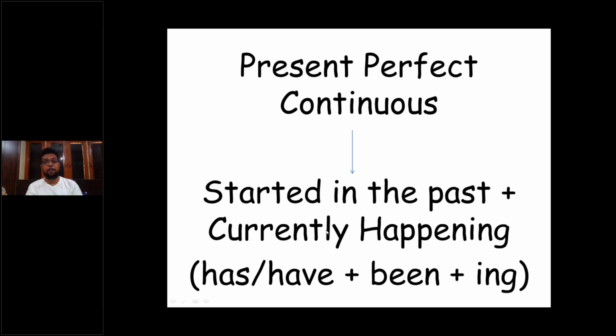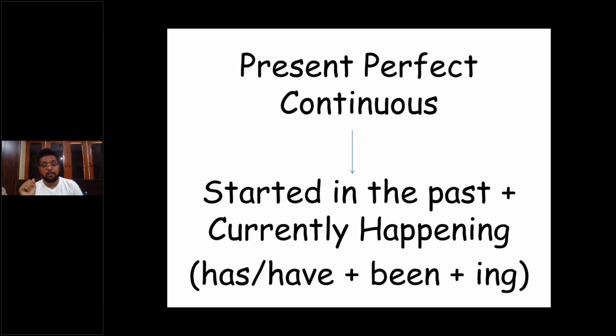And lastly, we have the present perfect continuous tense. And how do we know if a tense is a present perfect continuous tense? If something started in the past and it is happening currently, it is ongoing, then it is the present perfect continuous. For example, it has been raining since morning.